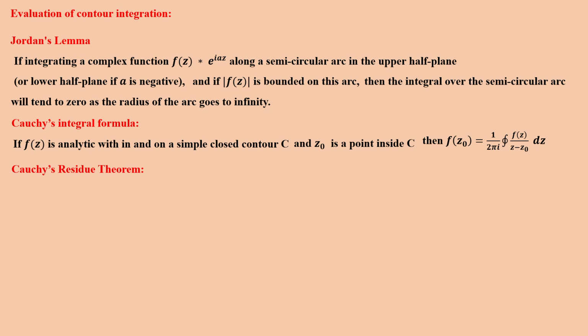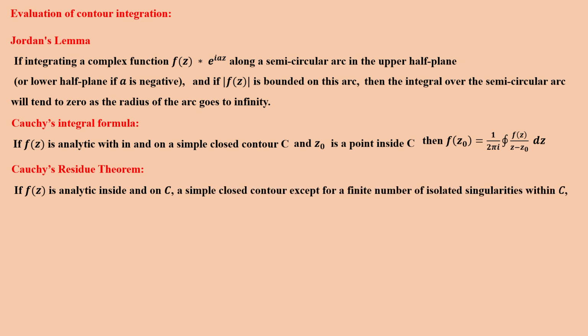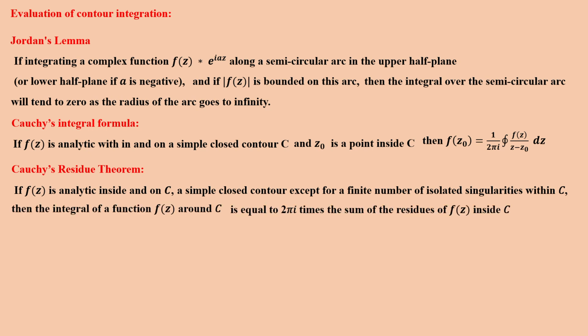Next is the residue theorem. If f(z) is analytic inside and on C, a simple closed contour, except for a finite number of isolated singularities within C, then the integral of the function f(z) around C is equal to 2 pi i times the sum of the residues of f(z) inside C. That is, the integral over the contour of f(z) dz is equal to 2 pi i times the sum of the residues of f(z) inside C.